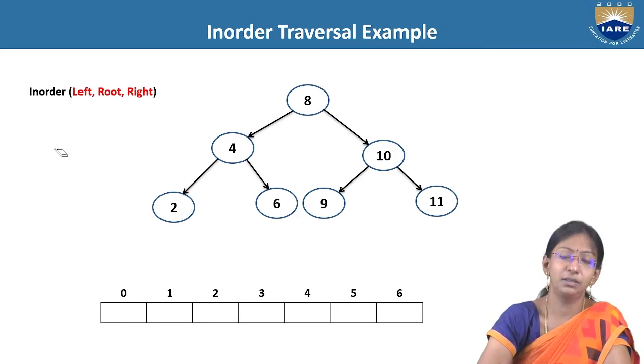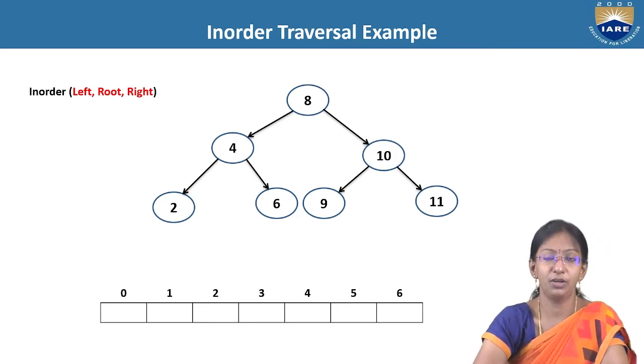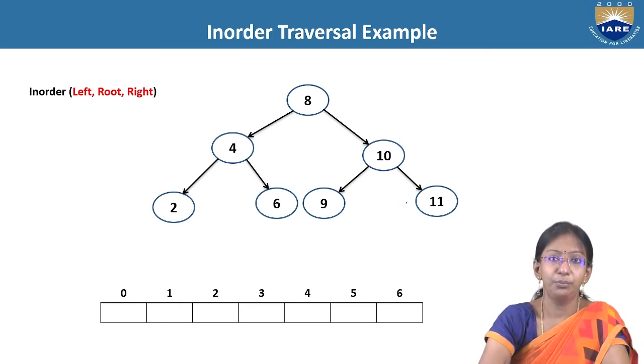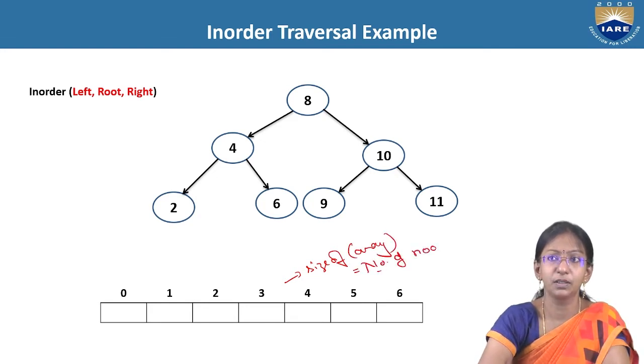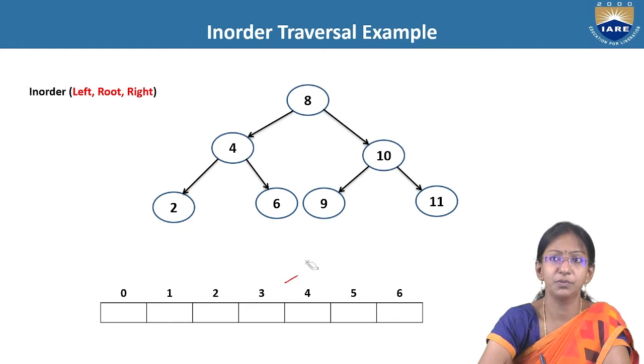To make a note of our traversal, I have taken a blank array, which is not filled with any data right now, and the size of this array is equal to the number of nodes. Please make a note of this one. Size of array is equal to number of nodes, right? So when you have a number of nodes, declare an array of the same size.